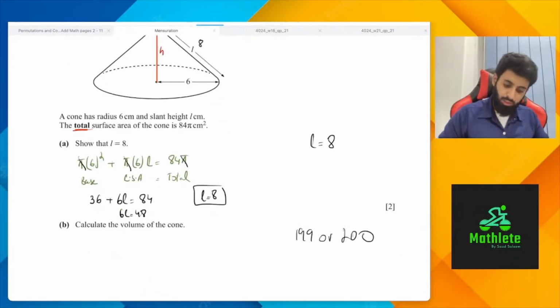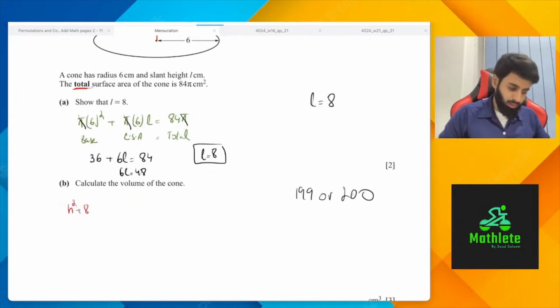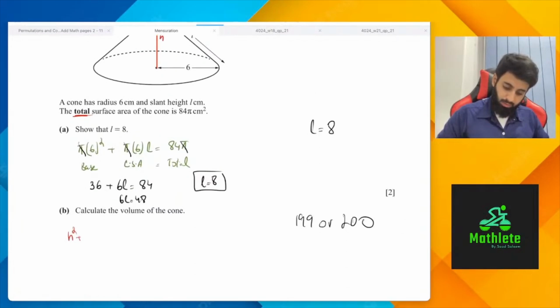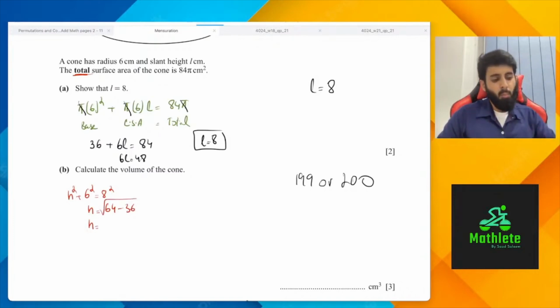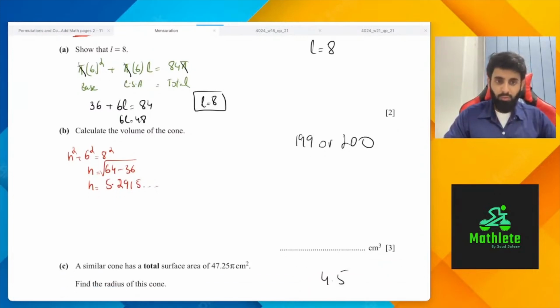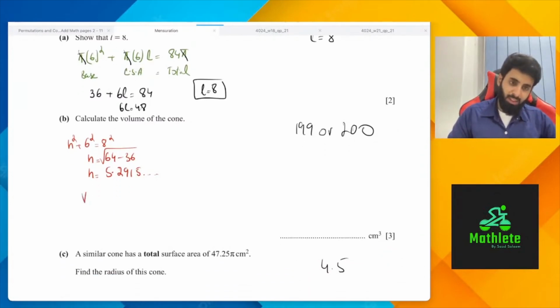So let's use Pythagoras theorem. H squared plus 6 squared is equal to 8 squared. Let's work this out. H is equal to the square root of 64 minus 36. Now, Jafar, to answer your question, since over here I've worked out the height, I'm not going to use the rounded off value. I'm going to try and use the exact value, in fact the value in my calculator, because it's the same part.